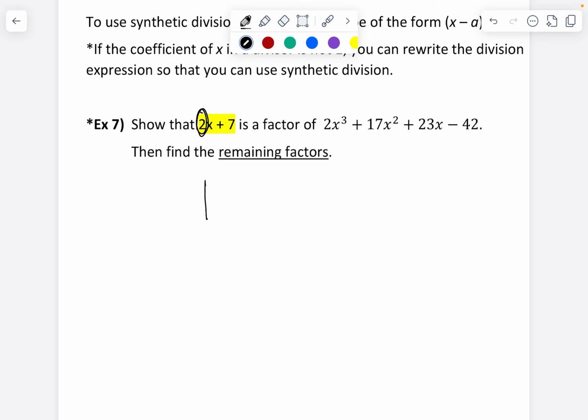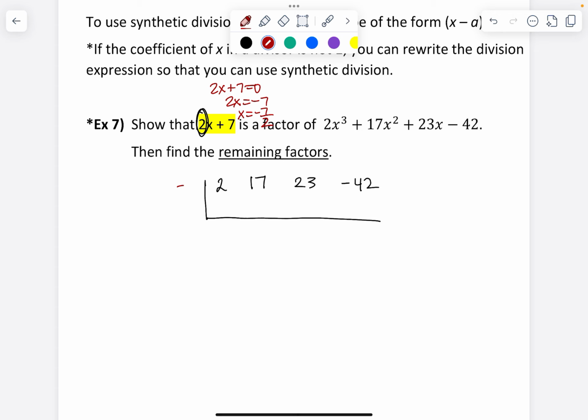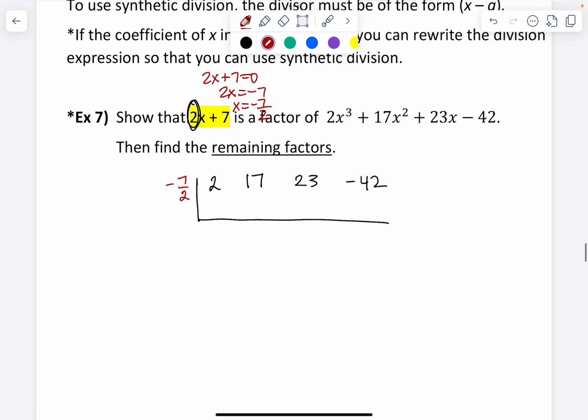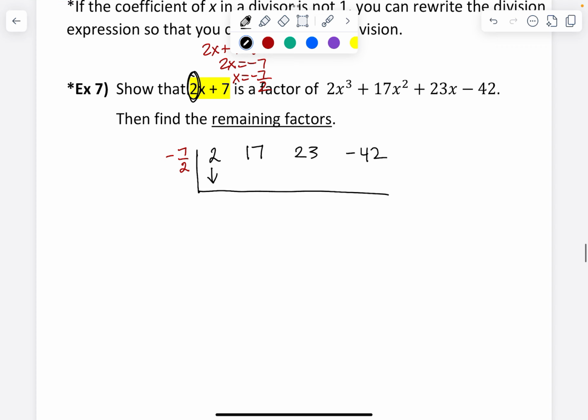And so you still set it up the same way. And so here our coefficients are 2, 17, 23, and negative 42. And then the root of our divisor is actually going to be a fraction this time. And so if you set 2x plus 7 equal to 0, you would subtract 7 and then divide by 2. And so the root of our divisor is negative 7/2. And so even though it's a fraction, we're still going to be able to do our synthetic division the same way. There's just going to be an added step at the end.